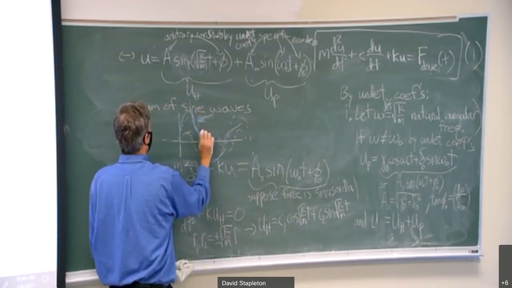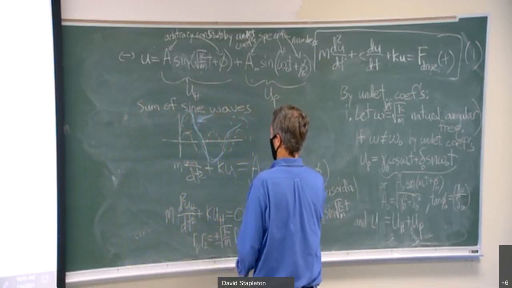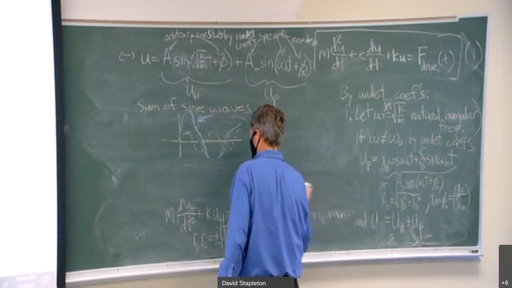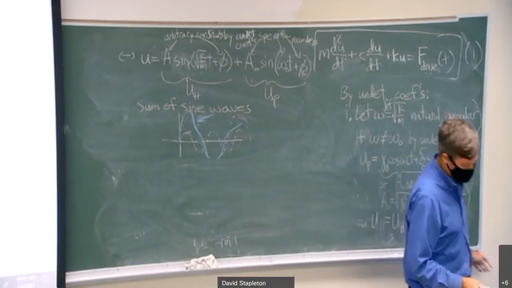Maybe kind of like that. I have a picture in the notes. All right, so that's what can happen, but now what happens if omega equals omega naught?